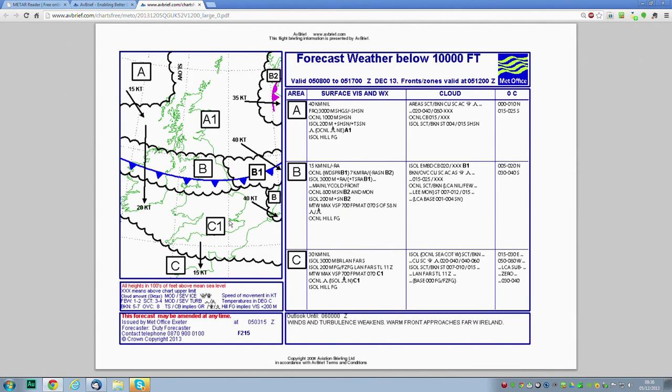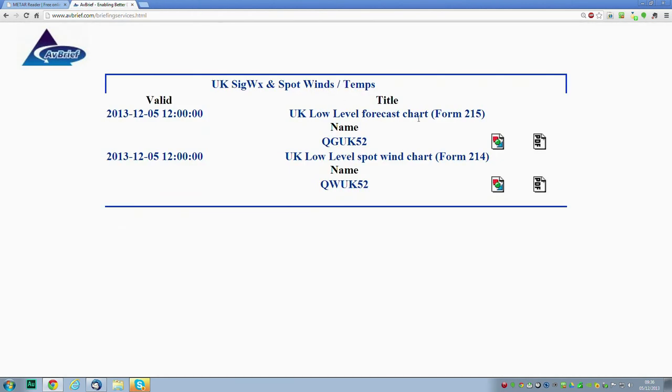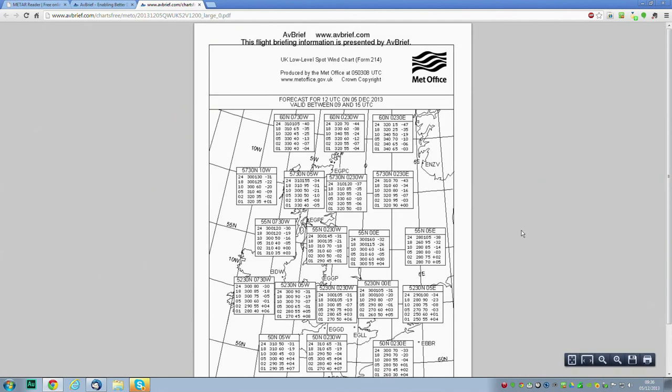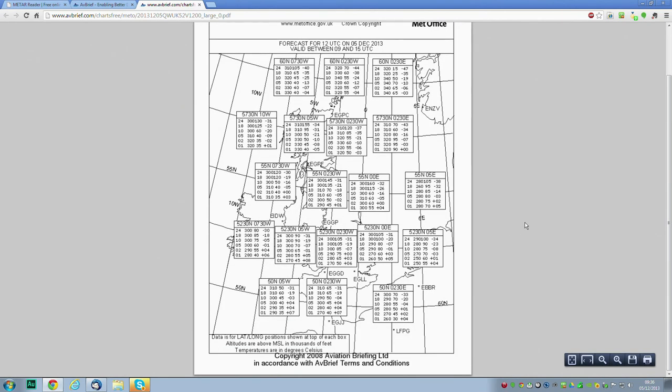So if I was going to go flying anywhere today, I would make sure it was a short flight, and I would make sure I was on the ground by about 11 o'clock. Now, that's the low-level forecast chart, and last of all, I'm going to show you the low-level spot wind chart. And this is a little bit confusing at first.